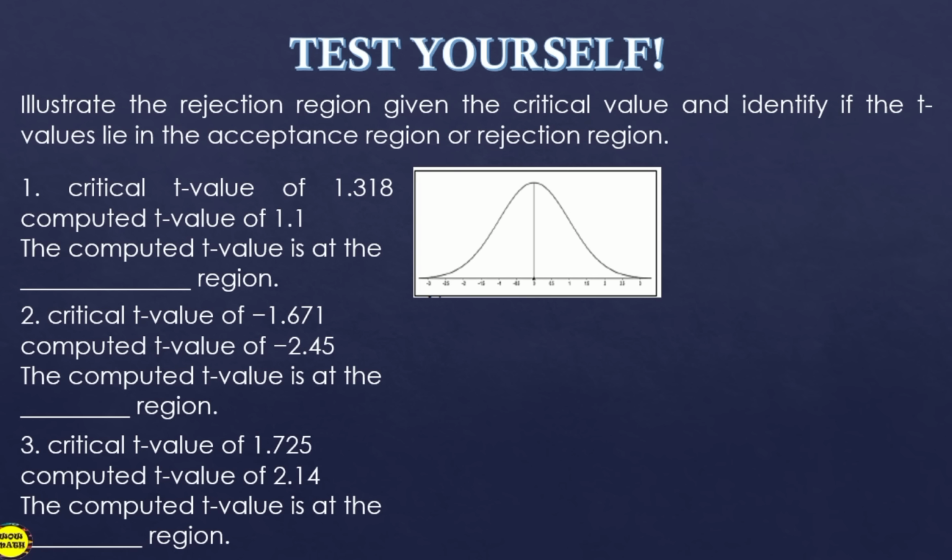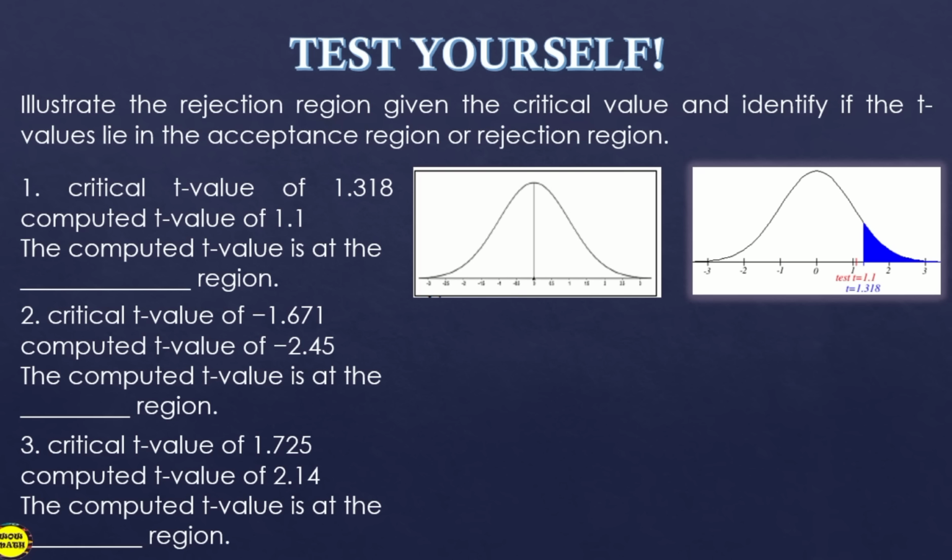So una, i-graph nyo muna yan. Okay? I-graph nyo muna. Since positive ito, okay, positive yung computed value natin, so makikita natin yan sa right side, sa right side nung t-distribution curve natin. So as you can see nga sa graph natin, makikita natin yung red mark, which is yan yung computed t-value. Ibig sabihin nasa acceptance region siya. Wala siya sa rejection region. So therefore, ang sagot natin dito sa number 1, the computed t-value is at the acceptance region.